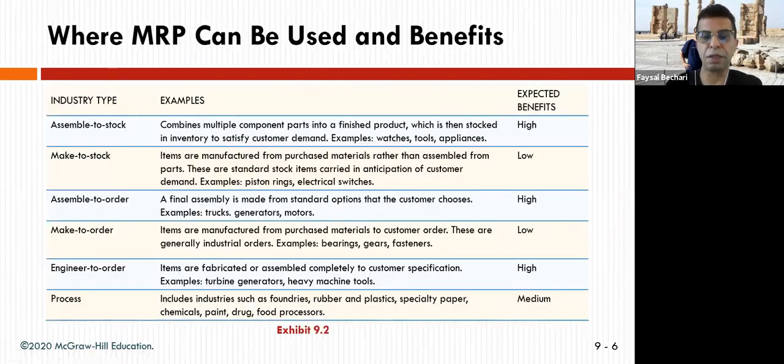Some of the places where MRP is important: assembly to stock, where the benefit of MRP is very high. Make to stock, where you make stock that is not ready for sale, the benefit is low. Engineering to order, the benefit is very high. You can look at these samples, which I'm going to post for you to see why we need MRP in some cases and how we benefit from it.